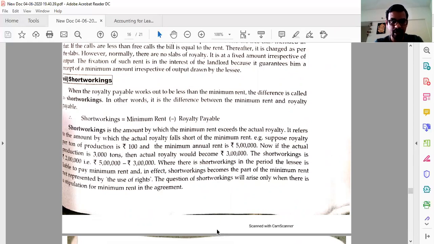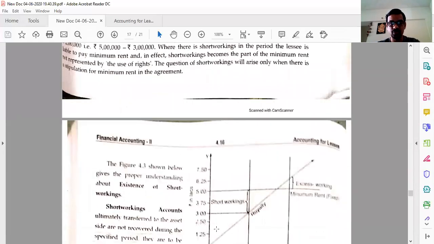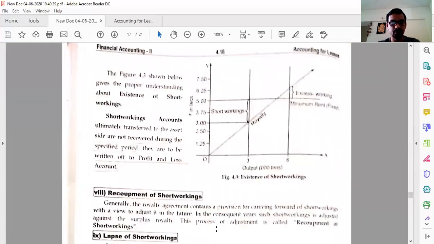For example, royalty per ton of production is ₹100 and the minimum annual rate is ₹5 lakhs. Now, if the actual production is 3,000 tons, then the royalty will become 3,000 into 100, that is 3 lakhs. Therefore, the short working is ₹2 lakhs, that is, the minimum rent of 5 lakhs minus ₹3 lakhs, the royalty, is equal to ₹2 lakhs. It is the short working. Understood? So it is about the short working.